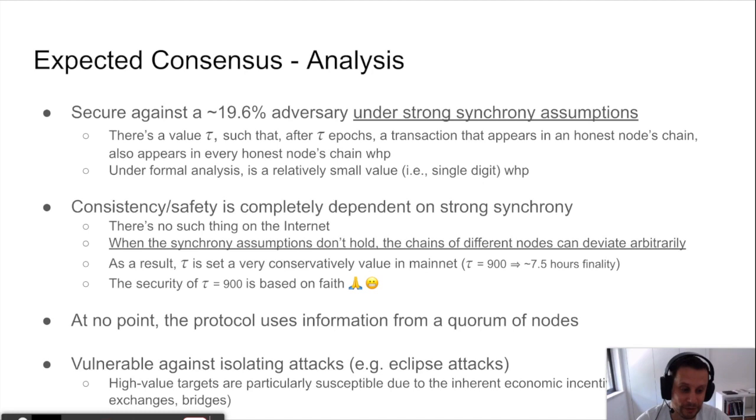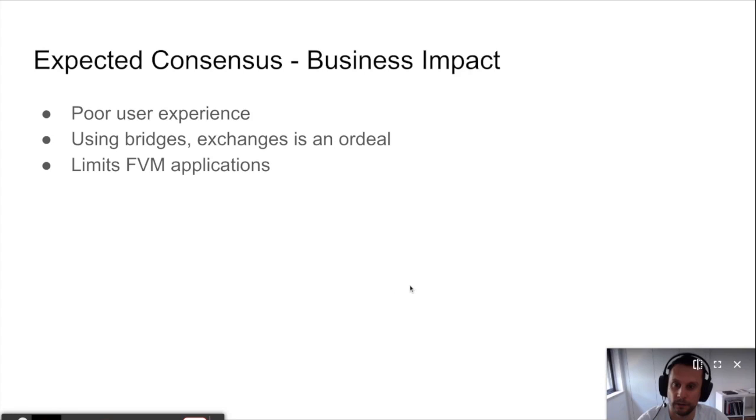This also makes the protocol extremely vulnerable to isolating attacks, for instance Eclipse attacks in the peer-to-peer network, or other instantiations of this attack, and it makes high-value targets particularly susceptible due to their inherent economic incentives. For instance, you can think of an exchange or a bridge. These nodes will be particularly high-value targets to attack and try to isolate from the rest of the network. In this way, an adversary can force these nodes to build an arbitrary chain. The business impact is poor user experience. You need to wait a long time for your transactions to be confirmed. If using bridges or exchanges, it takes a very long time for you to be able to trade your tokens, and this limits the scope of FEM applications.